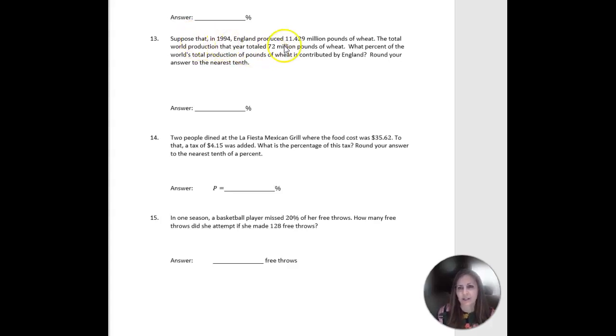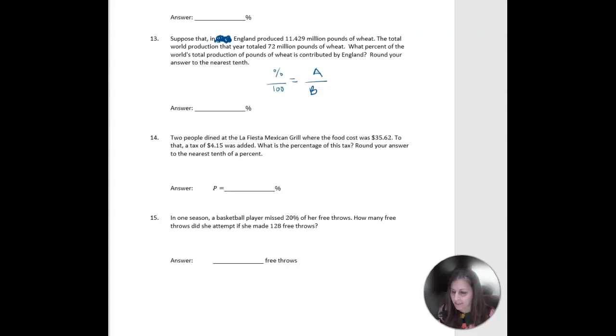Suppose that in 1994, England produced blah, blah million pounds of wheat. The total world production that year totaled 72 million pounds of wheat. What percent of the world's total pounds of wheat was contributed by England? Okay, this is very confusing, but first of all, this number right here is called a distractor. That has nothing to do with setting up my formula. I'm going to use percent over 100 equals A over B. 1994 just happens to be a random outlier, a distractor. So we have two numbers, 11.429 million and 72 million.